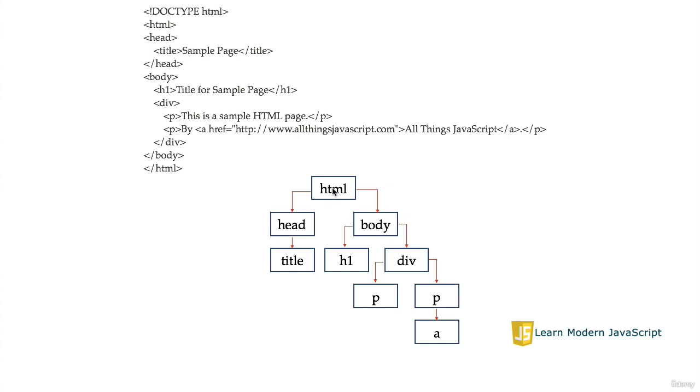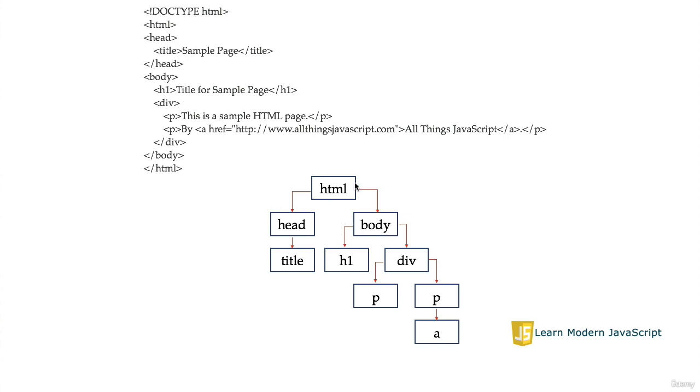Directly inside of HTML, we have head and body, and inside of each of those, it breaks down even further. So the children of HTML are head and body. The child of head is title. The children of body are h1 and div. The children of div are two p tags. And the child of this p tag is an a tag. So those are created into objects which we can then access using JavaScript.